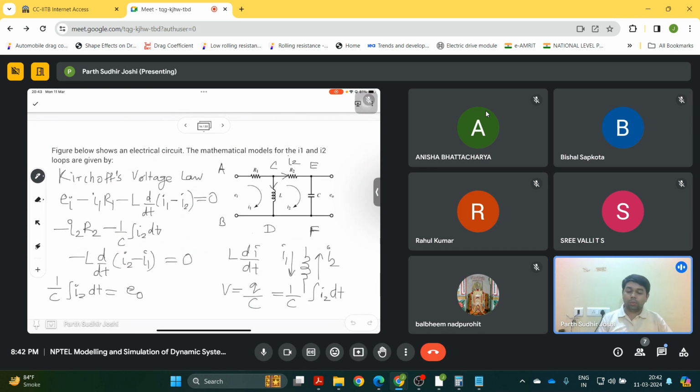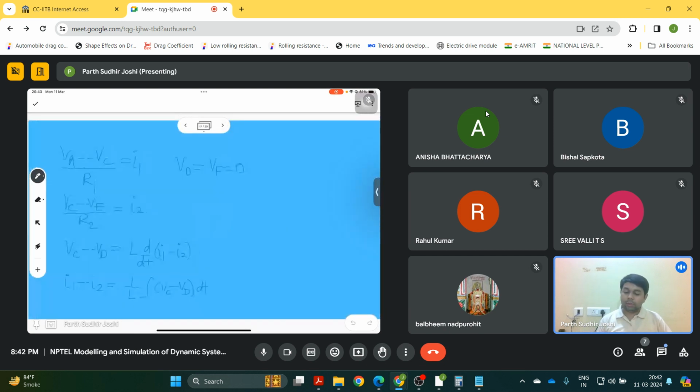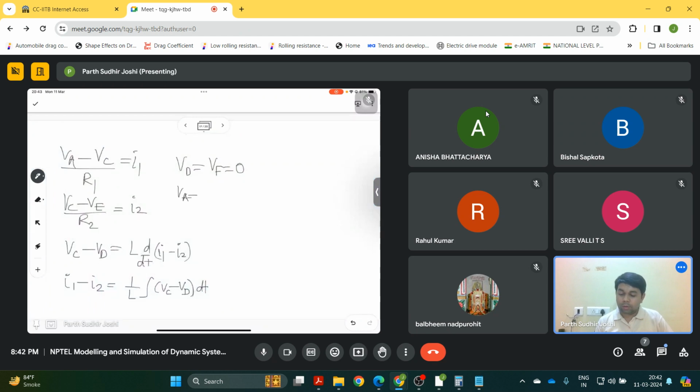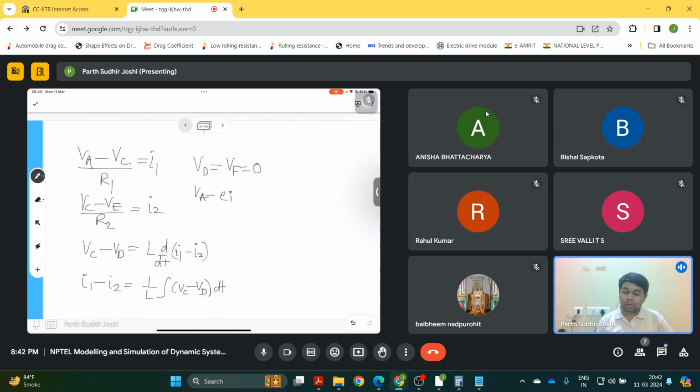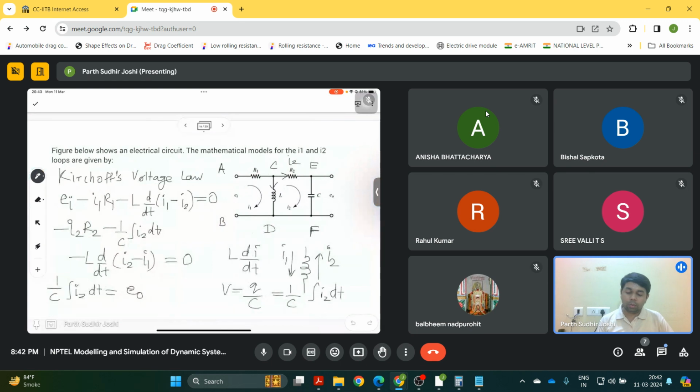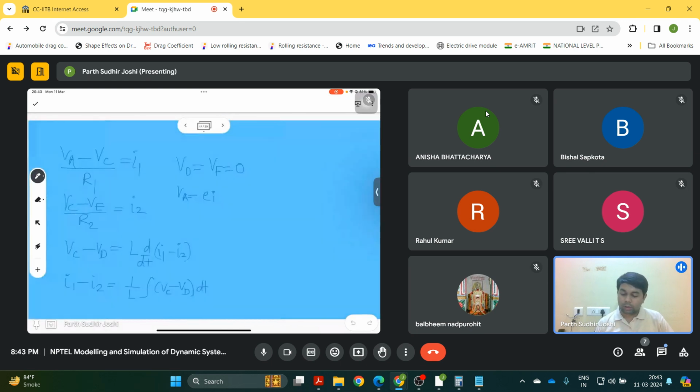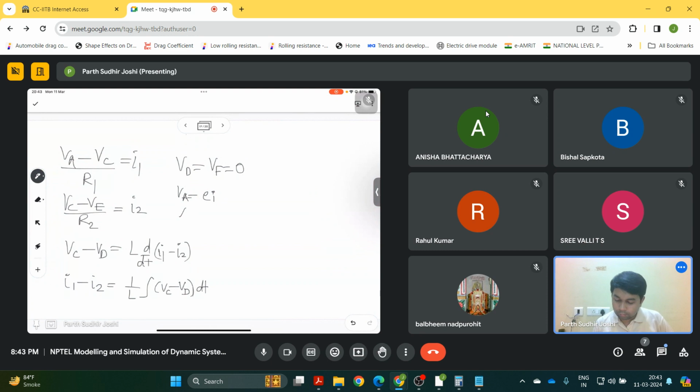So VA is already known, so that is EI, and the voltage VE is also already known, so that is E0. So using this approach, we can also solve the equation, like we write down the equations in this way using the Kirchhoff's current law.